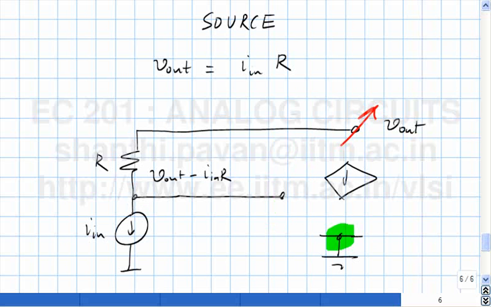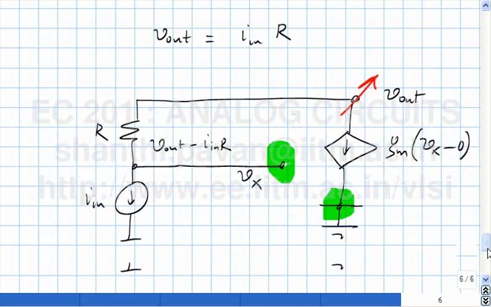So if I had a current source which was controlled by the difference between these two potentials, this is of the form Gm times Vx minus 0. Is the direction correct or is the direction wrong? If Vx is positive, current must be pulled out of V out. So the direction is correct.